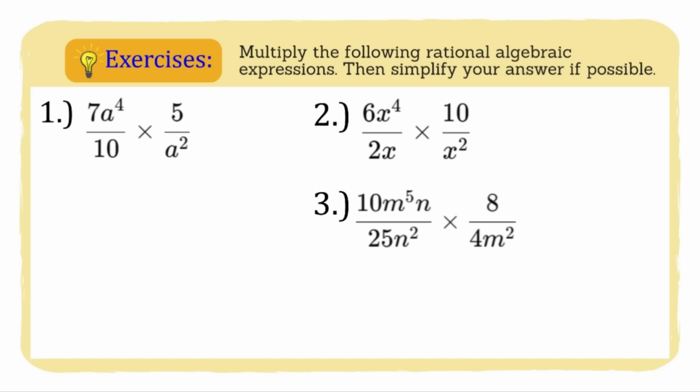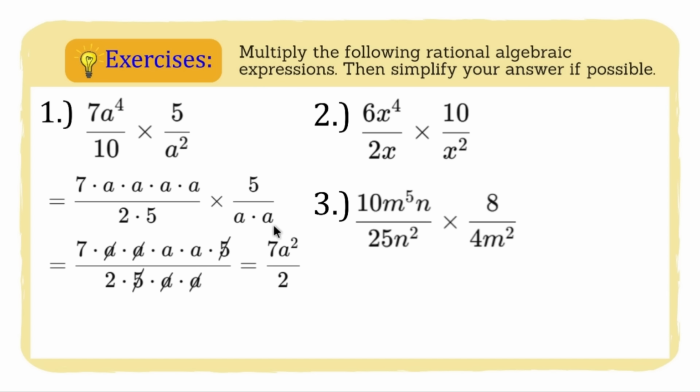Okay, I hope you are now ready. Let's now check your answers. I will now show you the solutions for the following. Okay, let's have number 1. So first, we can factor out our common factors. I mean, we can cancel out yung mga common factors. So we have here factors using the prime factorization. We can have here 7 times a times a times a, and then we have here 2 times 5 sa baba. And then dito sa a squared, we have a times a.